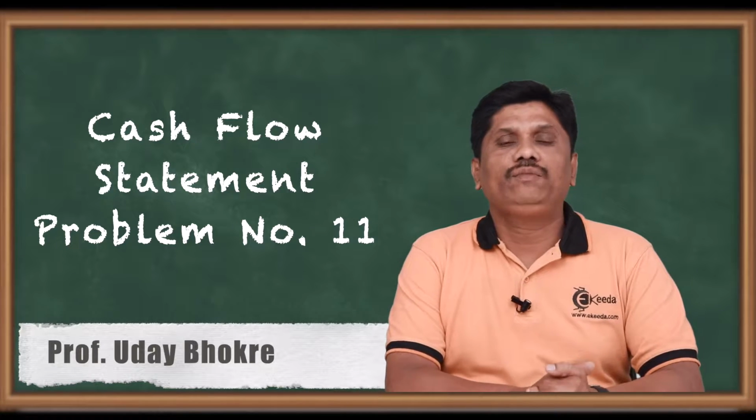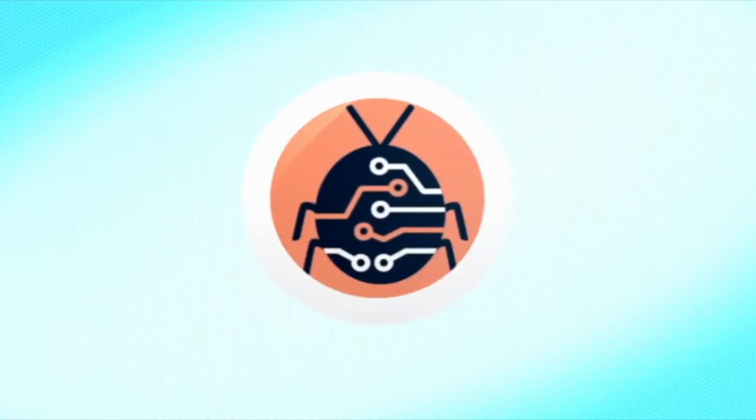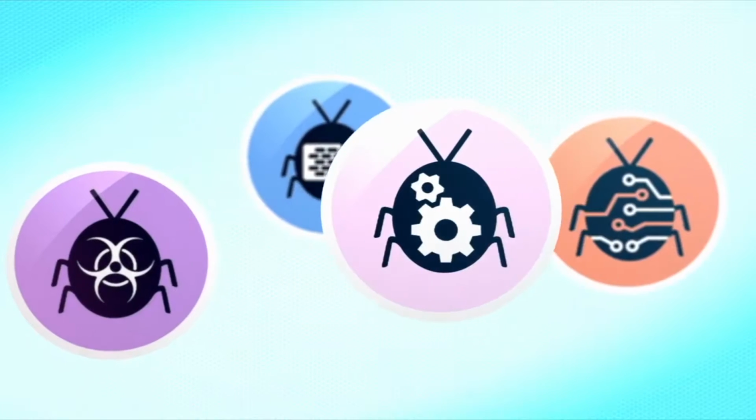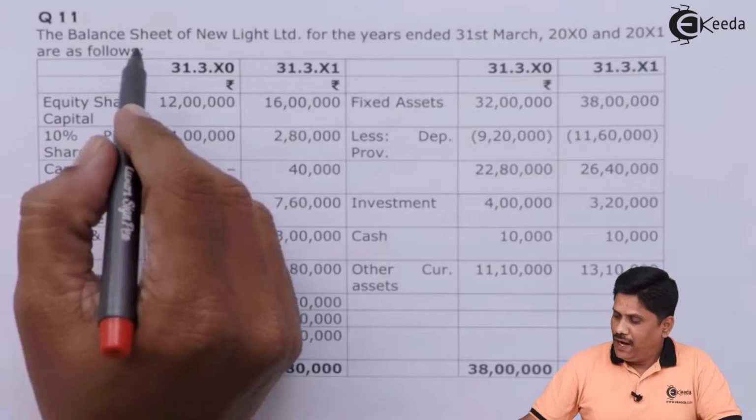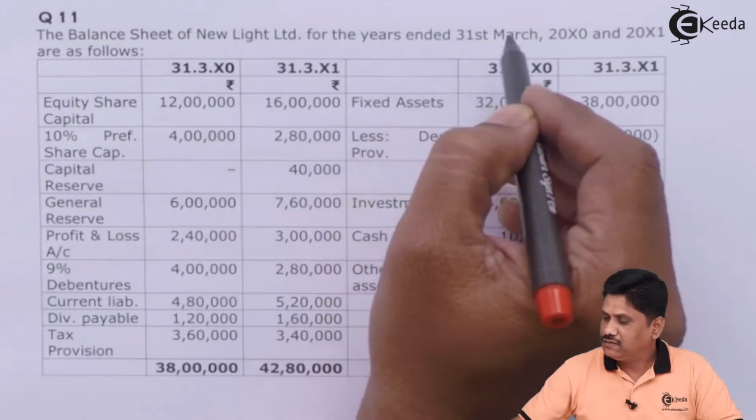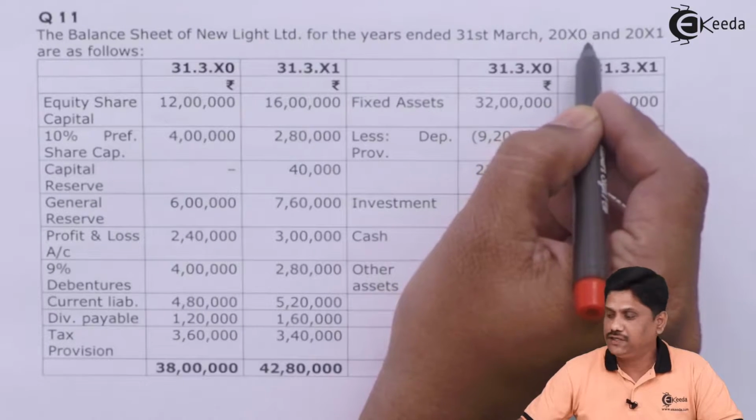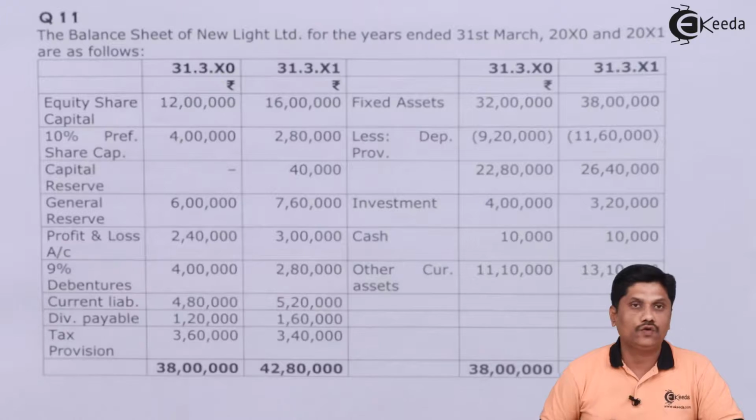Friends, now we are coming to question number 11 of cash flow statement. Let's read the question. Balance sheet of New Light Limited for the years ended 31st March 2000x0 and 2000x1 are as follows.